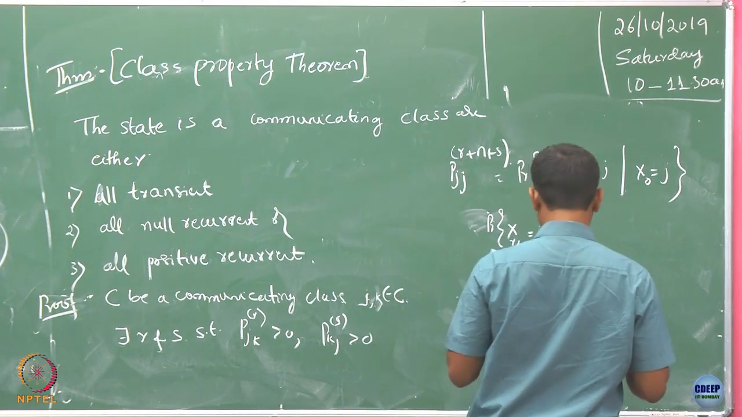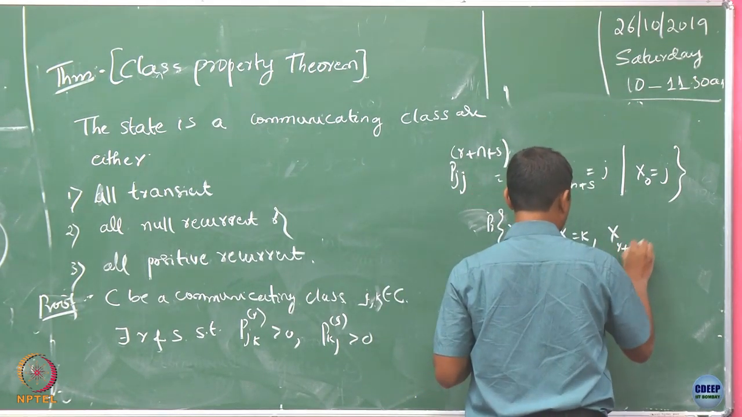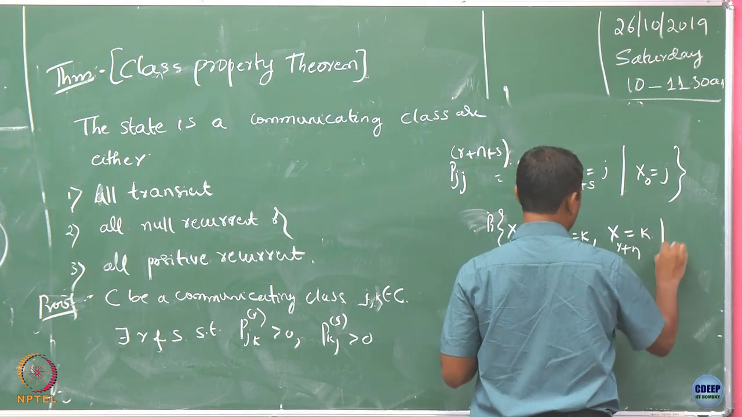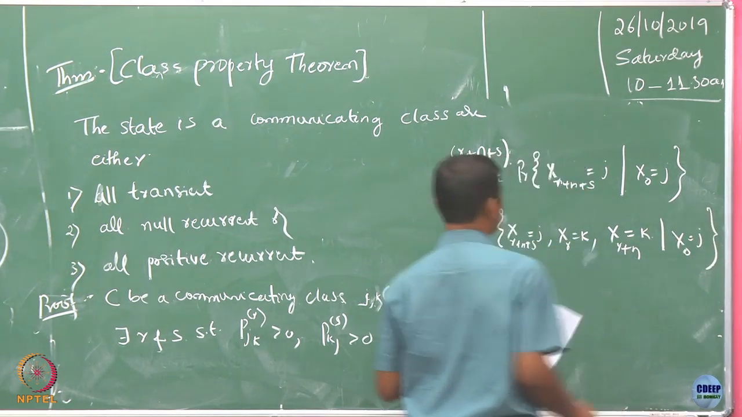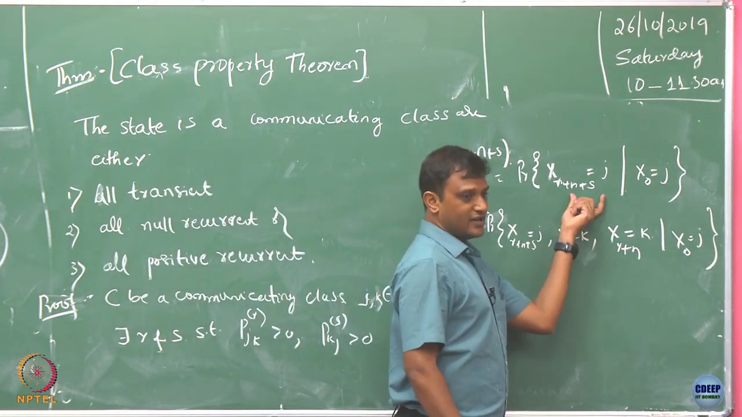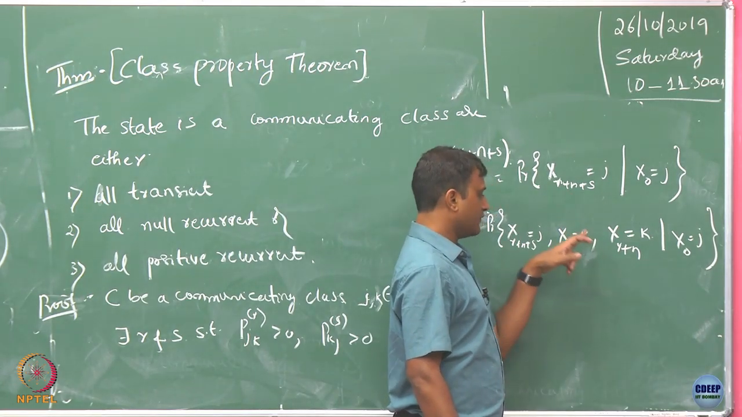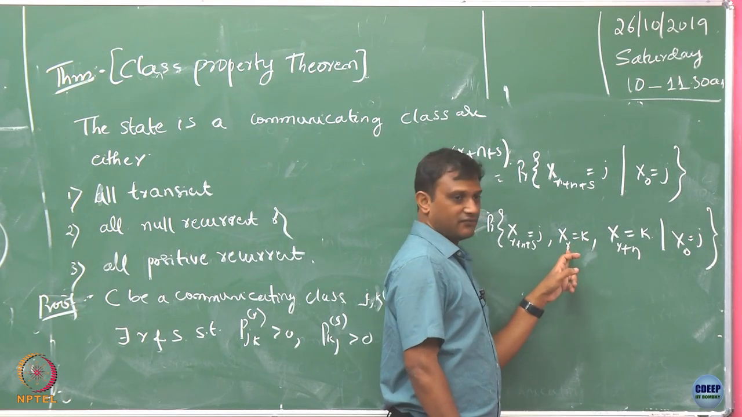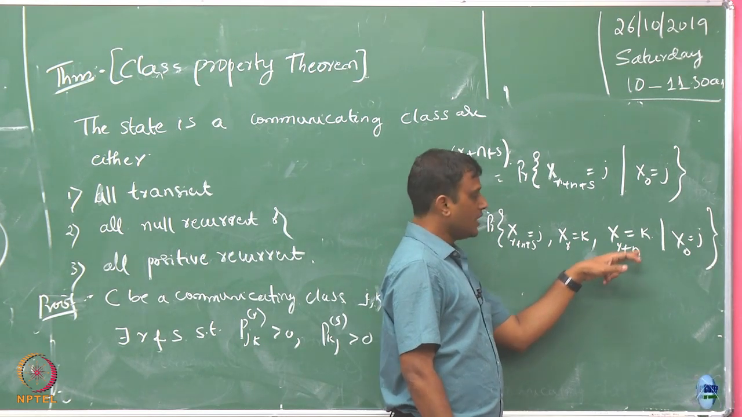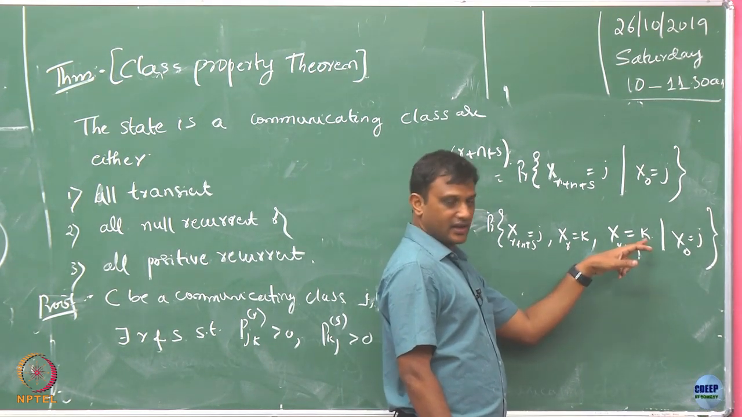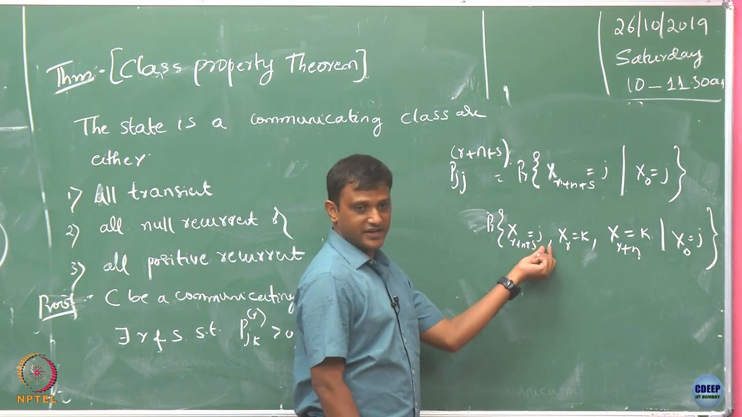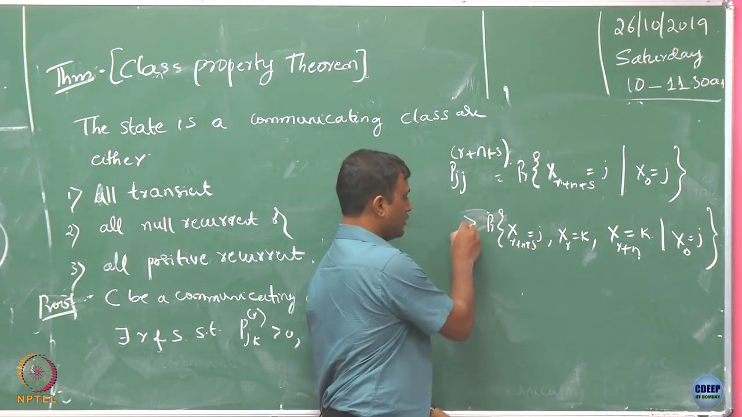X_r equals k, then X_{r+n} equals k, given X_0 equals j. So what I want here is, instead of directly going there, I also want it to first reach state k in the first r steps. Subsequently, in the next n steps, that is the (r+n)th round, I want to again hit state k, and from there in the next s steps, that is the (r+n+s)th round, I want it to reach state j. So is this probability going to be a lower bound for this?